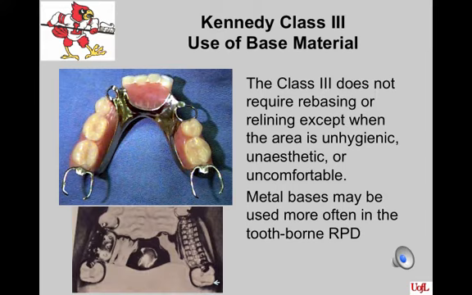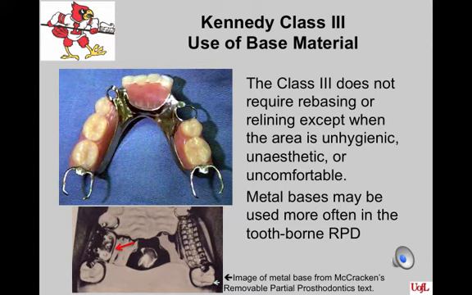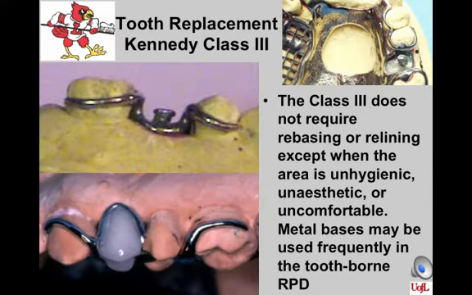Metal bases may be used more frequently in the tooth-borne RPD. This is an example of a tube tooth which has metal as the base resting above the tissues. This may be an aesthetic issue on the maxillary arch. If bone resorption takes place in this area, you may have a black open area at the tissue surface of the tube tooth. And if the patient has a high smile line, then this would be an aesthetic area that cannot be relined. You may say to yourself, well, look at that, there's metal anyway showing up there.